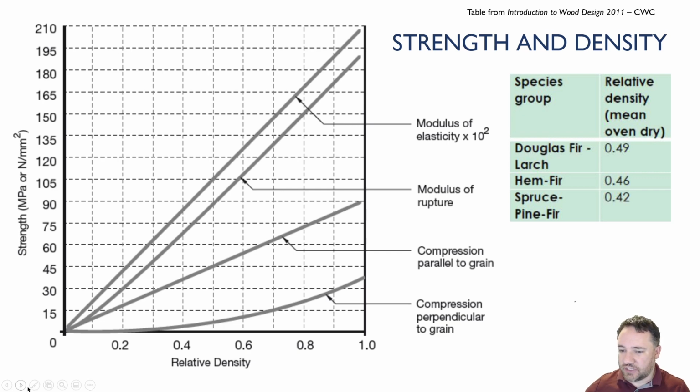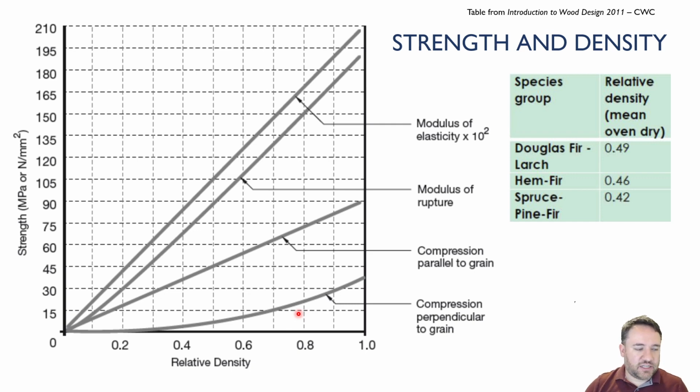And that applies to strengths. You can see here the compression strengths in parallel to grain, which is like pushing like this, and perpendicular to grain, which is pushing either like this or like this. The higher the density, the higher the strength. Modulus of rupture the same, and modulus of elasticity, the stiffness, is also approximately linearly proportional to the density.